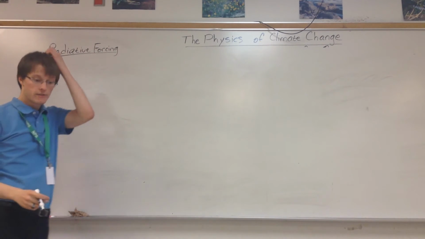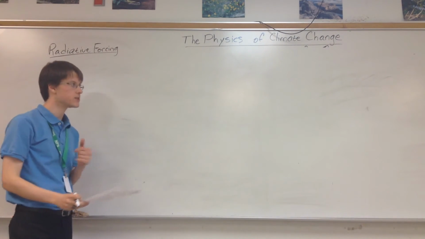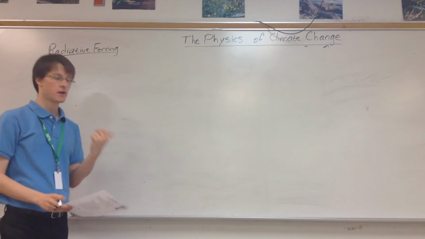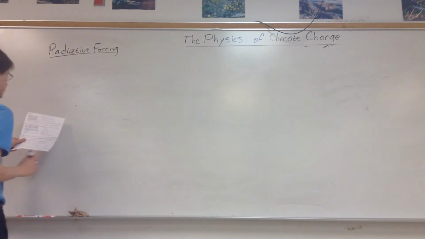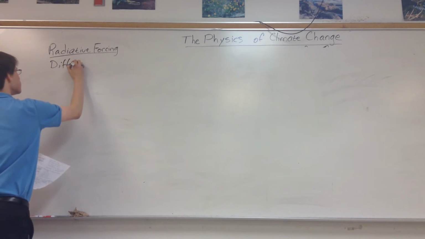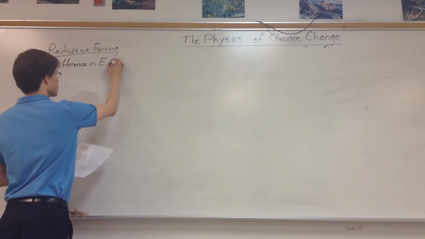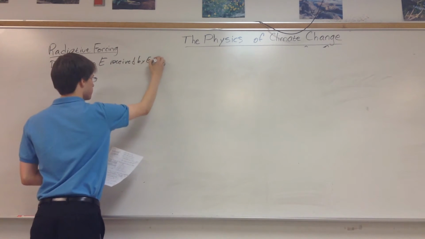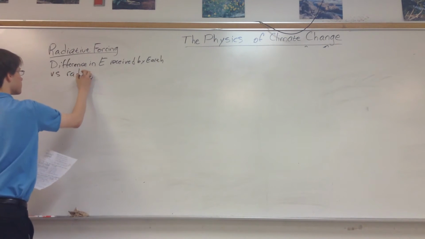So, radiative forcing is the difference in energy that is received by the Earth versus the energy that's radiated back, right? The Earth is not actually a perfect blackbody. So to get a better idea, we're going to introduce this concept of radiative forcing. So it is the difference in energy received by Earth versus radiated back.